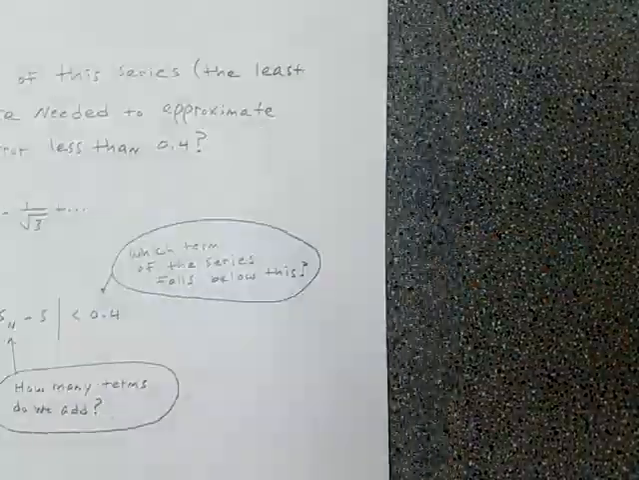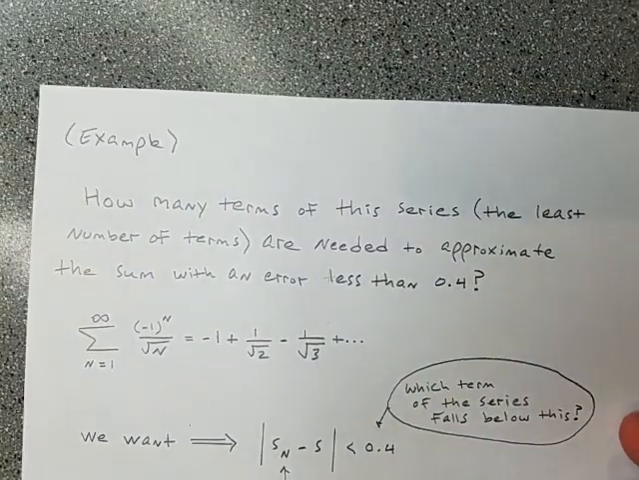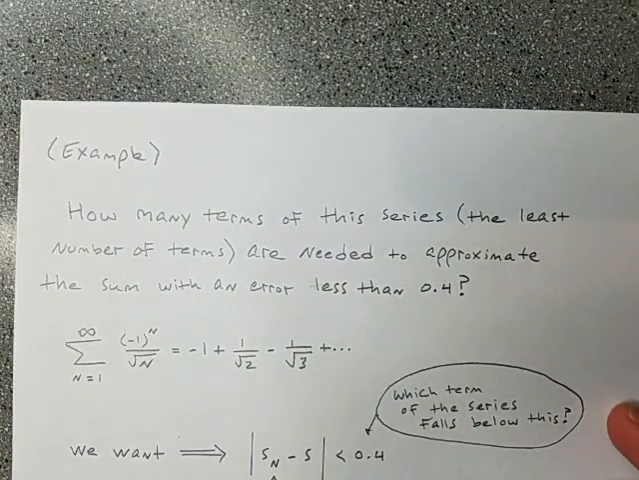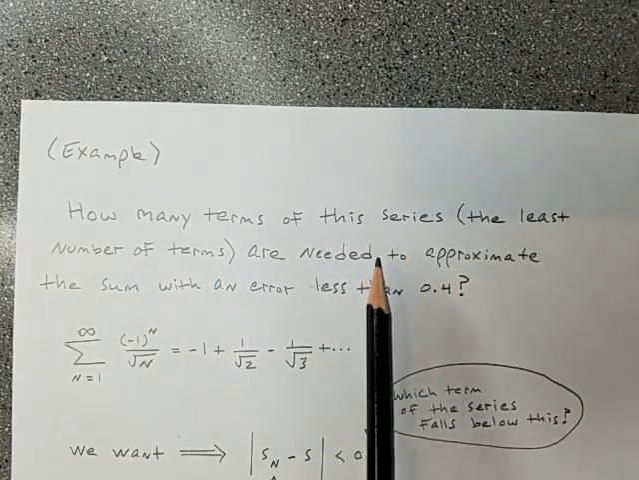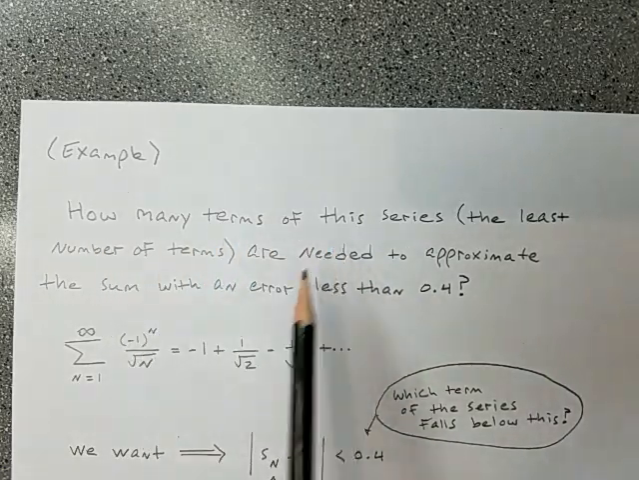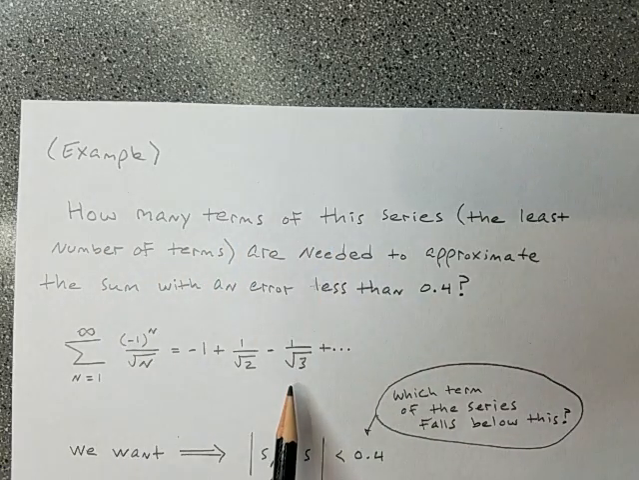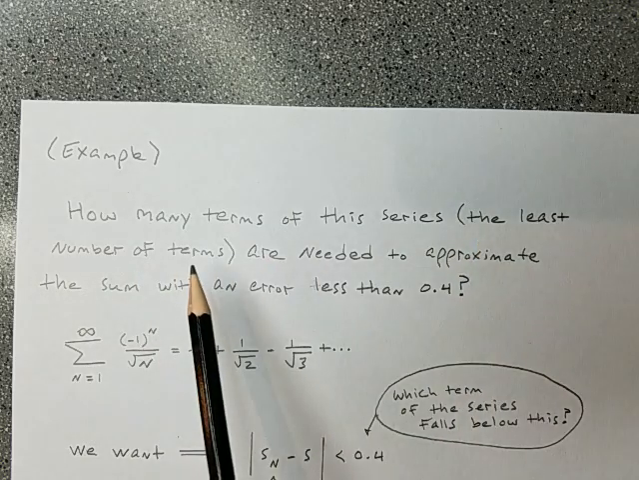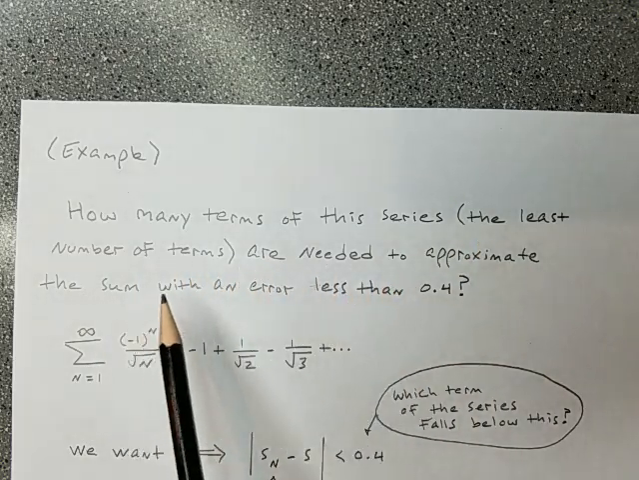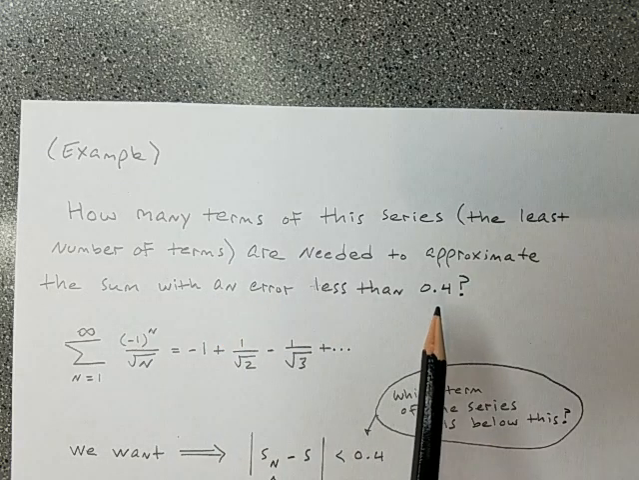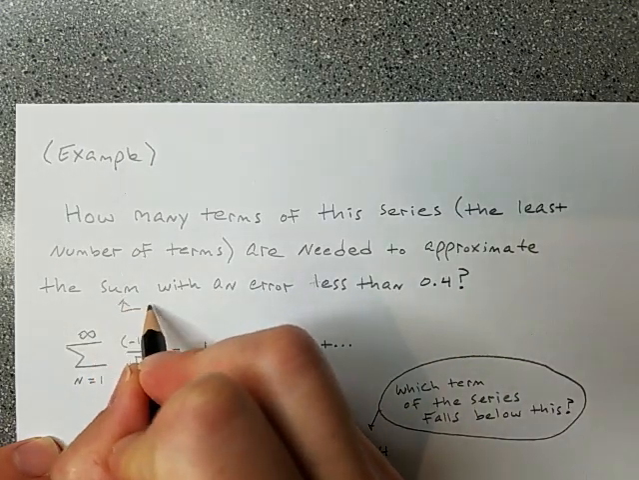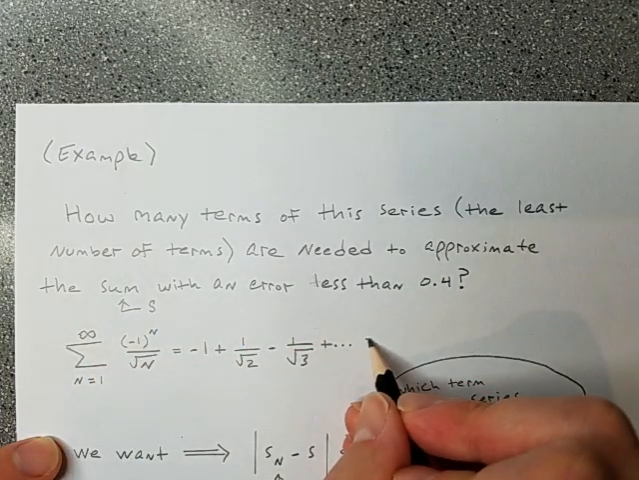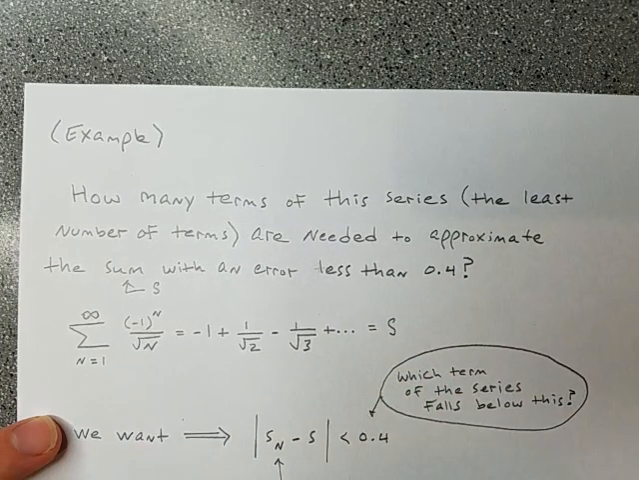All right, so let's do a question like I know that you'll see in the homework or the test, whatever you're doing, okay? Question might go something like this. The wording might be slightly different, but it'll sound something like this. How many terms of this series right here, and what I mean is the least number of terms, are needed to approximate the sum with an error of less than 0.4? So what we're saying is the sum is what? Capital S. Saying this series converges to some number capital S.